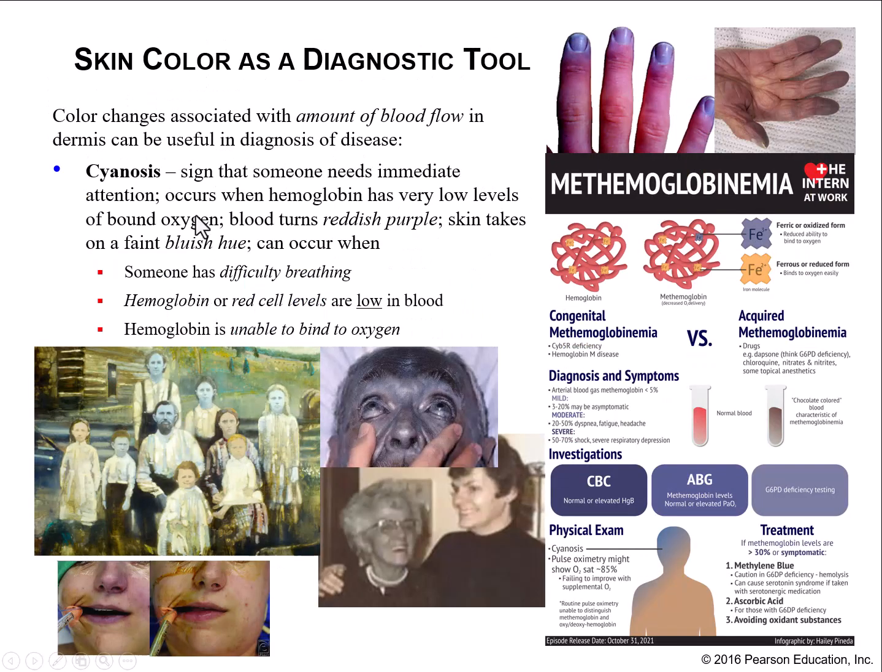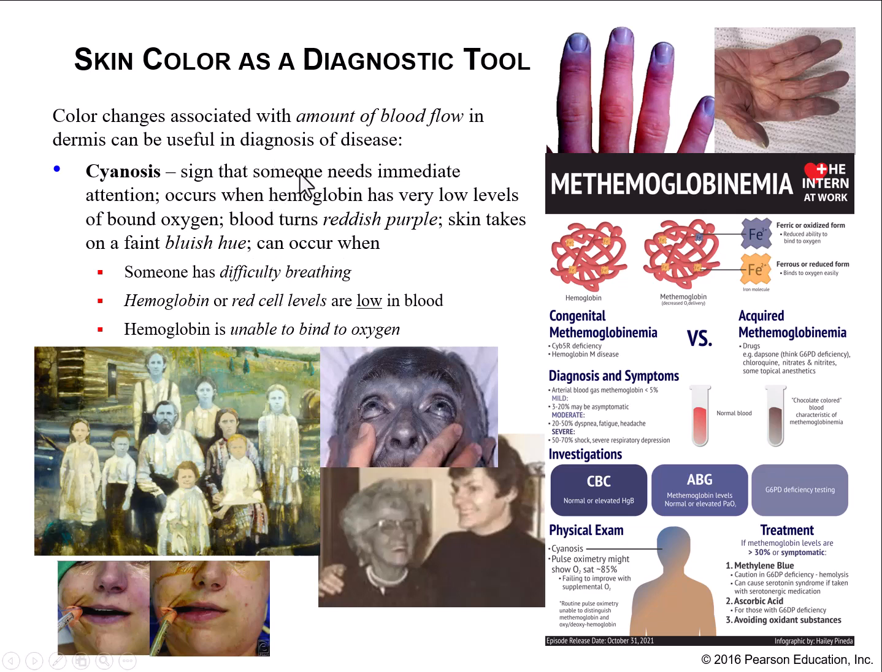And the last of our skin colors as a diagnostic tool: so we've seen erythema, pallor, and now we're going to look at cyanosis. And cyanosis is due to the amount of oxygen that the blood carries. And so when you get that bluish hue, that means you have a deficiency in the oxygen being carried to the tissues. There are lots of diseases and hereditary defects that can cause this bluish hue in the skin.